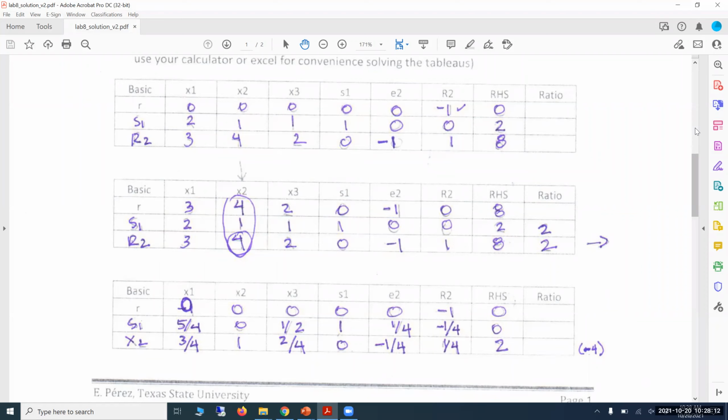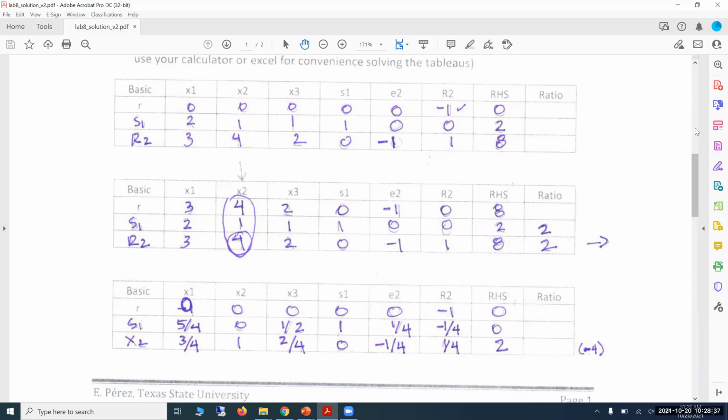The basic variables are S1 and R2. You see S1 is 0, 1, 0, so it has a 1 and the rest of the column is 0. But for R2, you have a 1 and 0 and a -1, and that needs to be formatted in terms of zeros and ones. So you have to make that -1 equal to 0 before you apply the simplex.